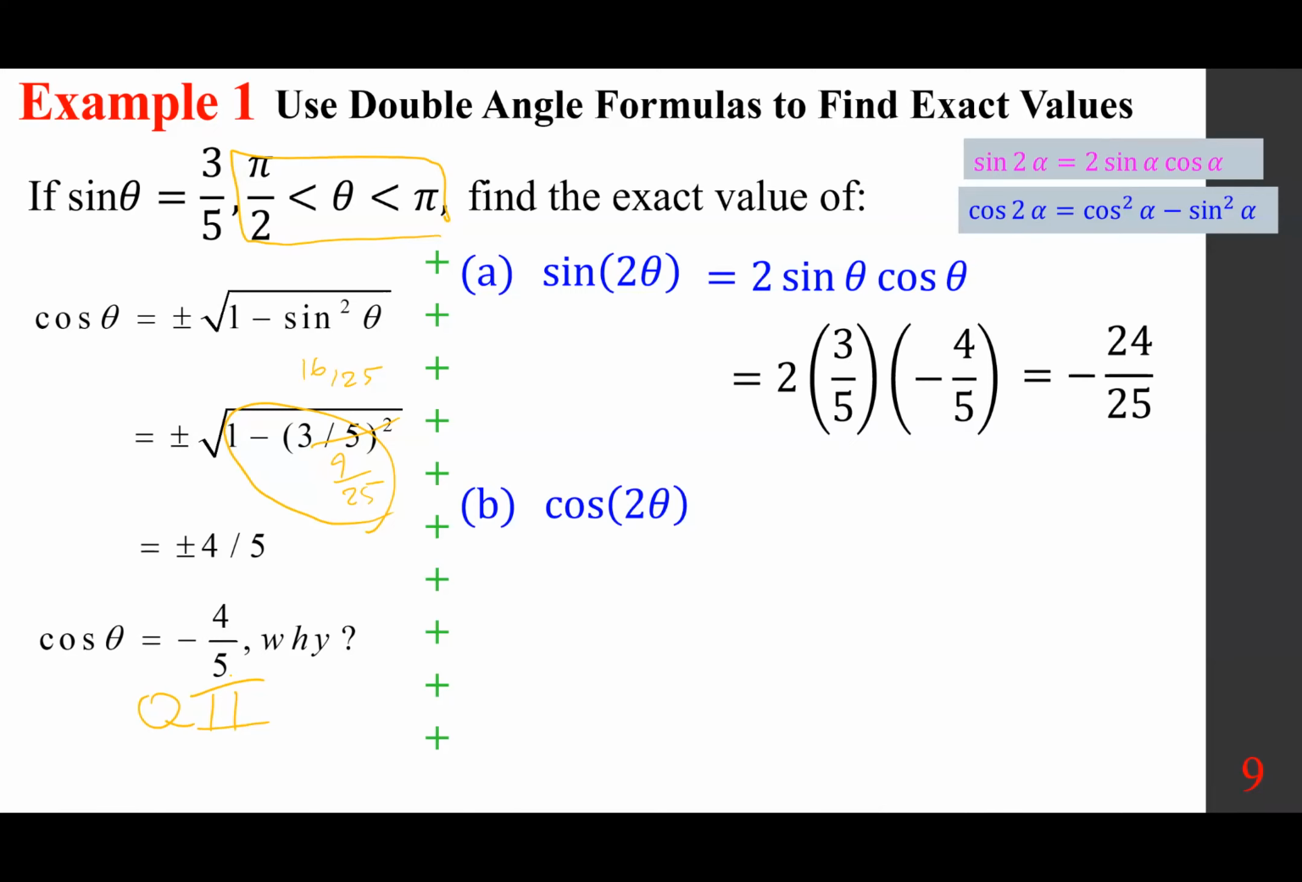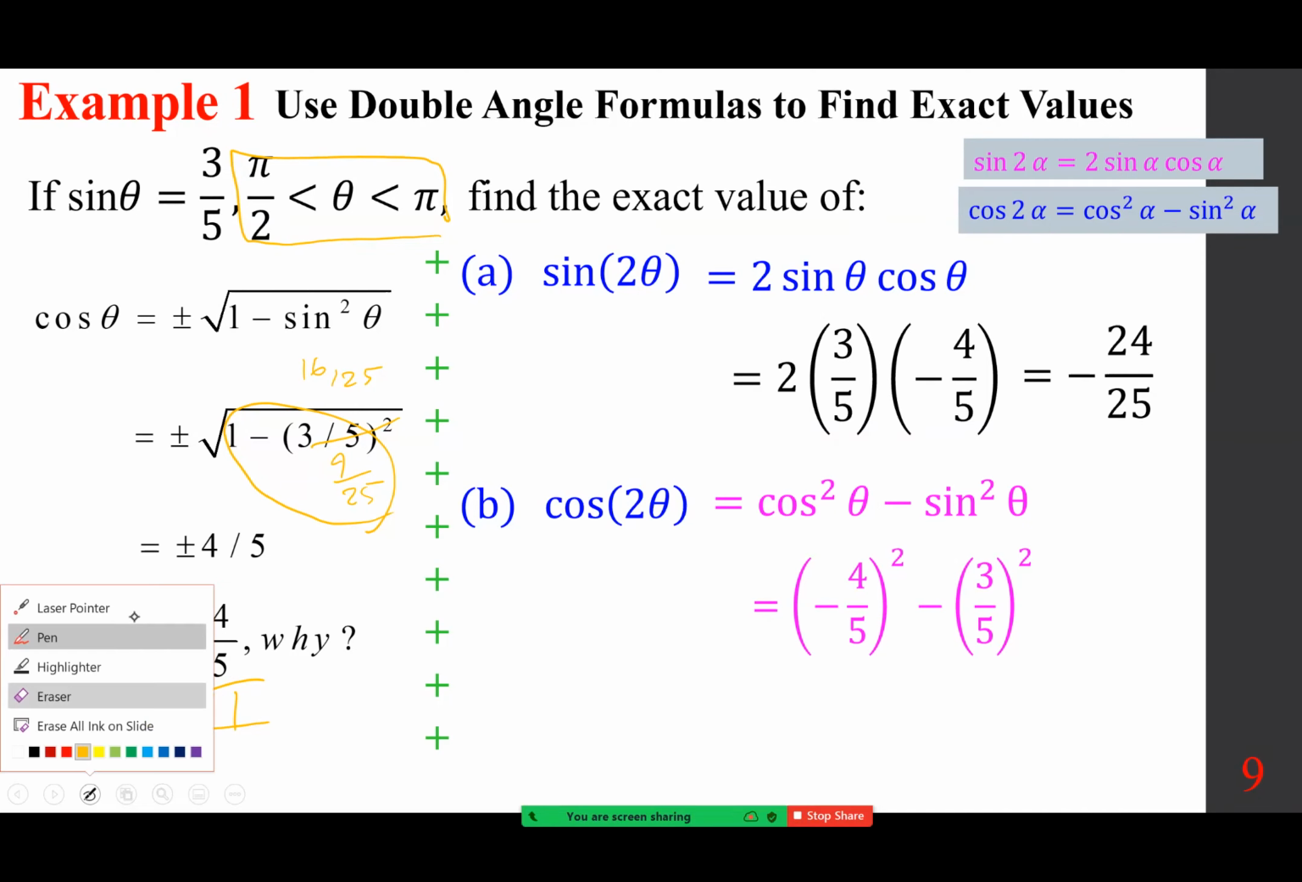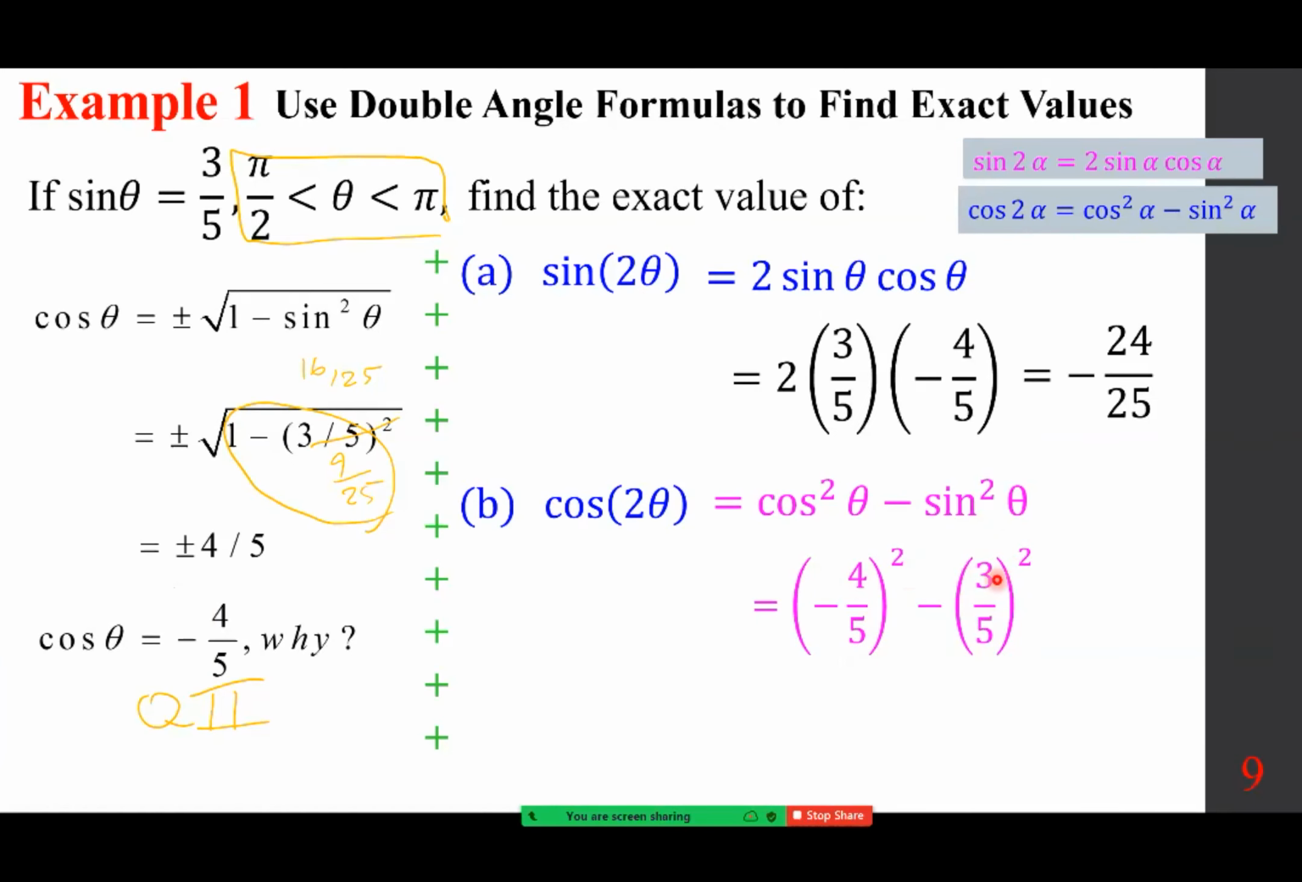For cosine 2 theta, since we already have sine as well as cosine, it is easy to use cosine squared minus sine squared. So we're going to square cosine, which is negative 4/5, and then minus, we're going to square sine, which is 3/5. This is 16/25. This is 9/25. 16 minus 9, 7/25.